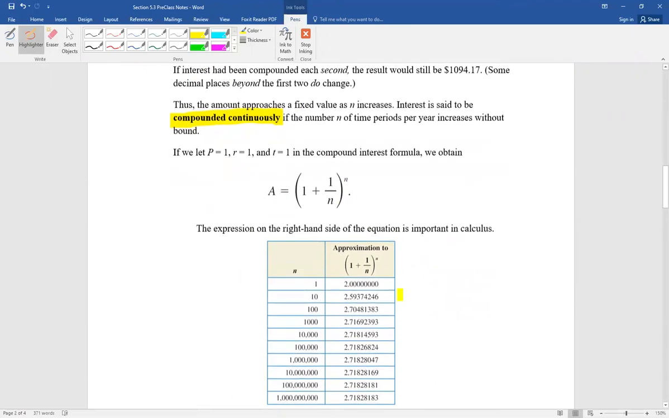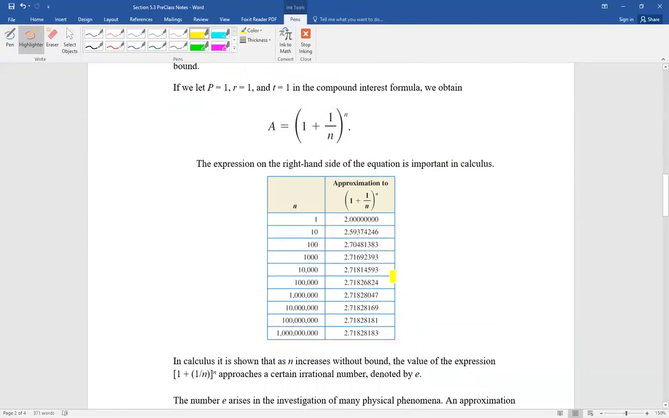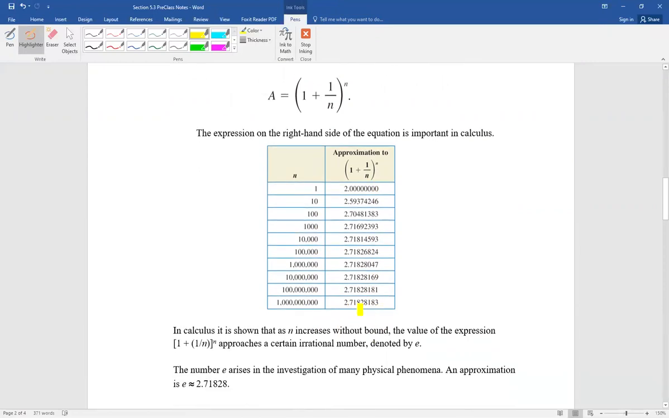So this is kind of looking at if we only focus on, let's say our interest rate is 100%, so 1. And we have a dollar investment, and all we're looking at is that n, the number of compoundings changing, and then it's still 1 year, because they said t equals 1. So what they did is they let n increase without bounds. So notice we're just using multiples of 10 here. And what was discovered is that this is approaching a specific number.